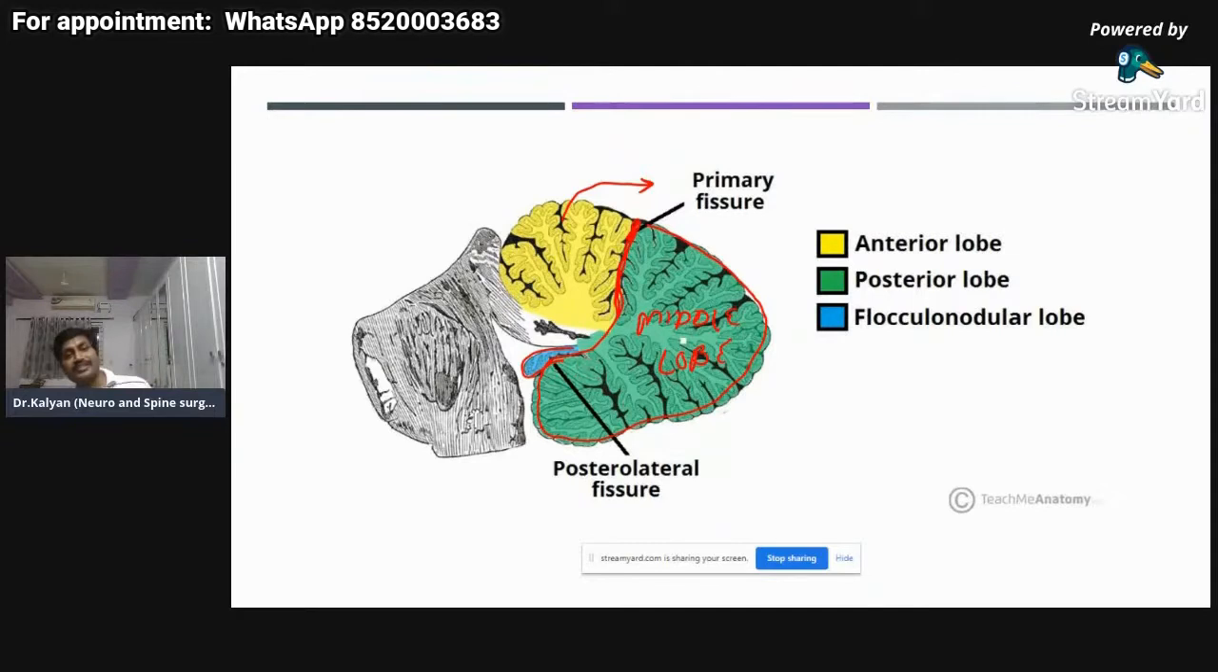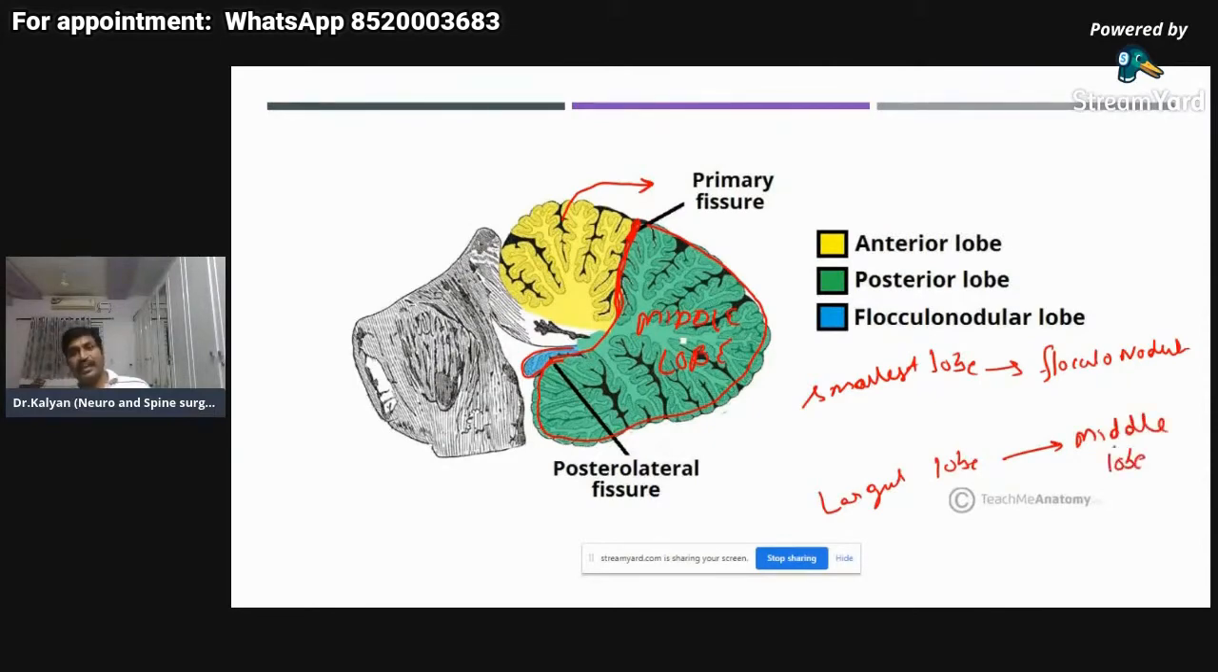So can you tell me the size of the lobes? Which one is the smallest? The smallest lobe is the flocculonodular lobe. Which is the largest lobe? The largest lobe is the middle lobe. And which is intermediate in size? The anterior lobe is intermediate in size.